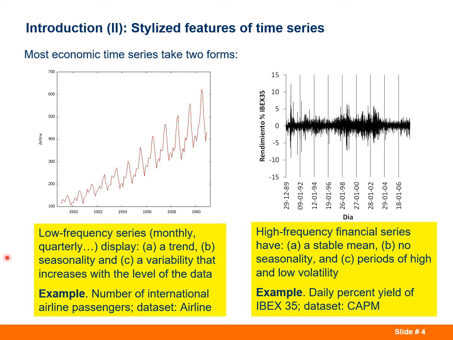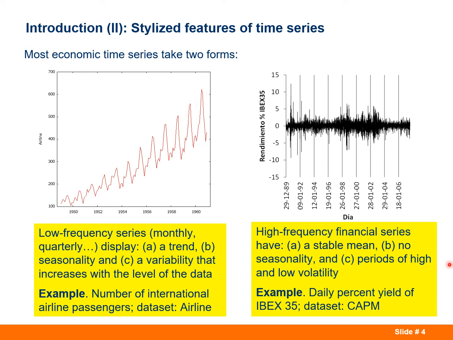In this case, the time series displays, first of all, a trend. A trend means that the time series tends to move up. Second, seasonality. This means that the time series has a mean which changes over the year. And third, the time series has a variability which increases with the mean.